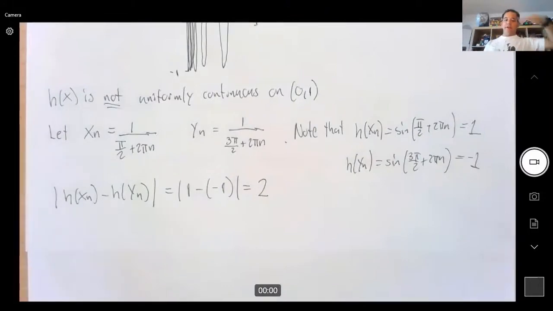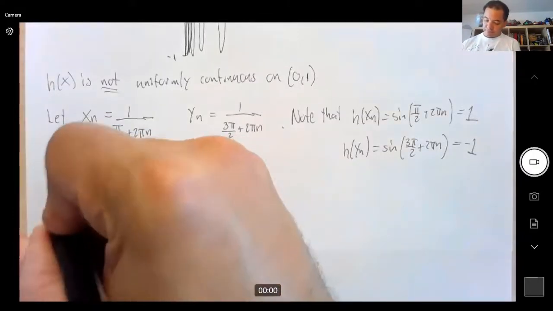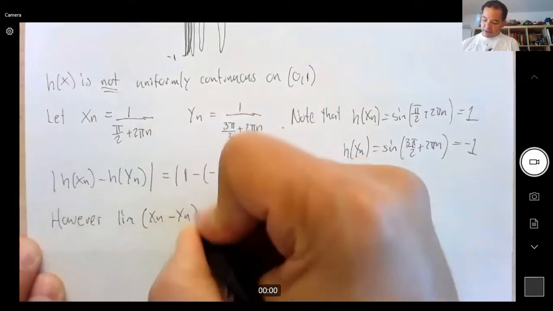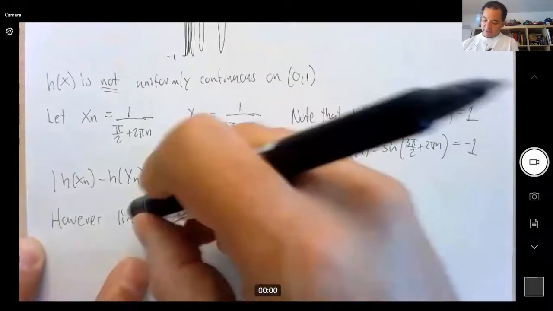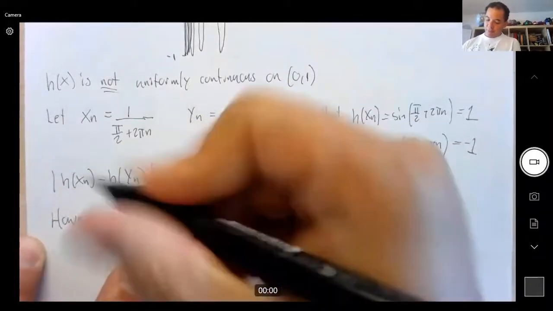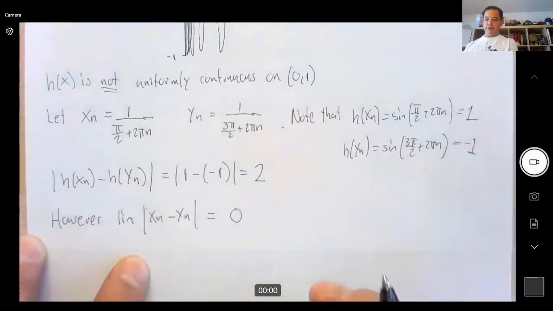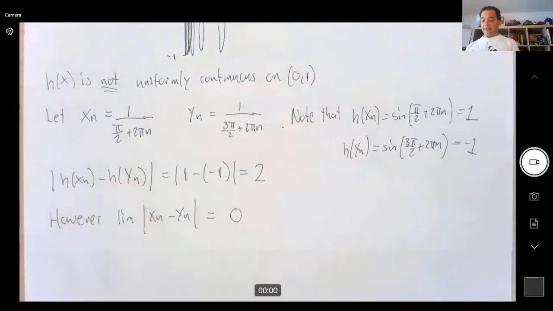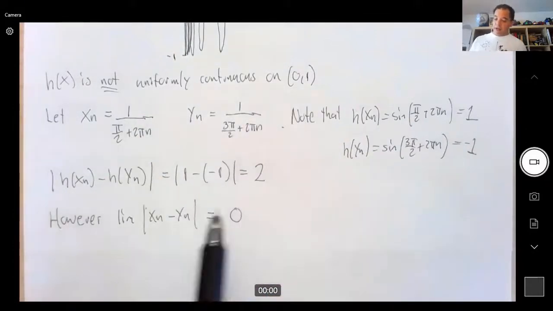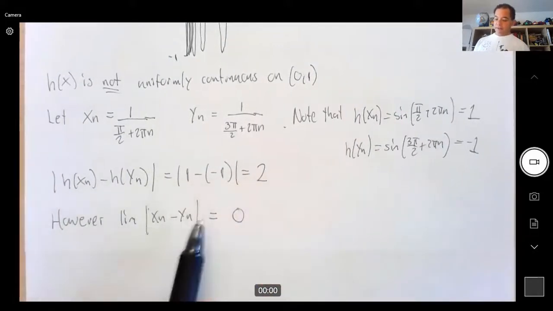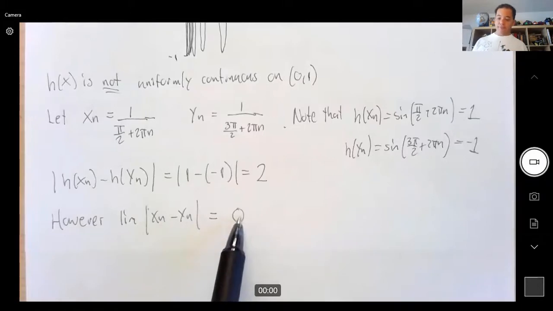They're 2 units apart. However, both of them are going to 0. So the limit of xn minus yn, with absolute value if you want, doesn't matter, both of them are going to 0, is equal to 0. So that's it. This sequence shows that my function is not uniformly continuous. I found two sequences that are separated 2 units apart, but the sequences are getting close to each other, right? They are both approaching 0.